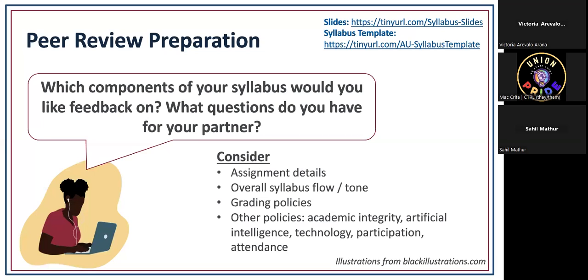So take another 4 or 5 minutes to think, and then we'll move into groups. And just make sure everybody has their syllabus that they can share with their partners. If you don't, just pull it up on your phone or something so that when we get to the peer review section, you'll have a chance to share it with your partner.